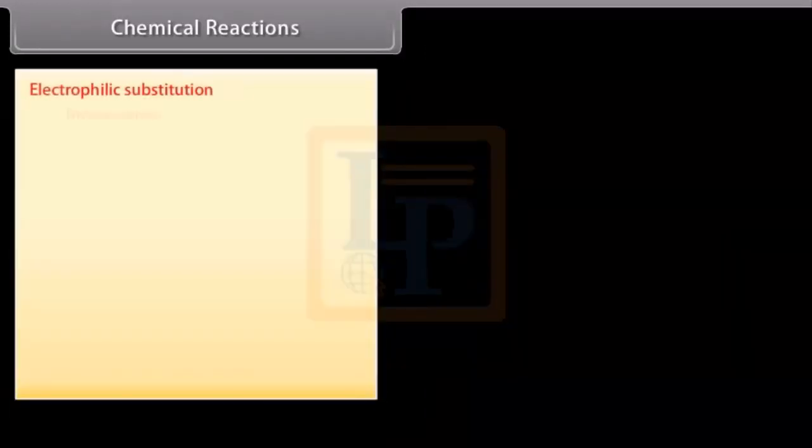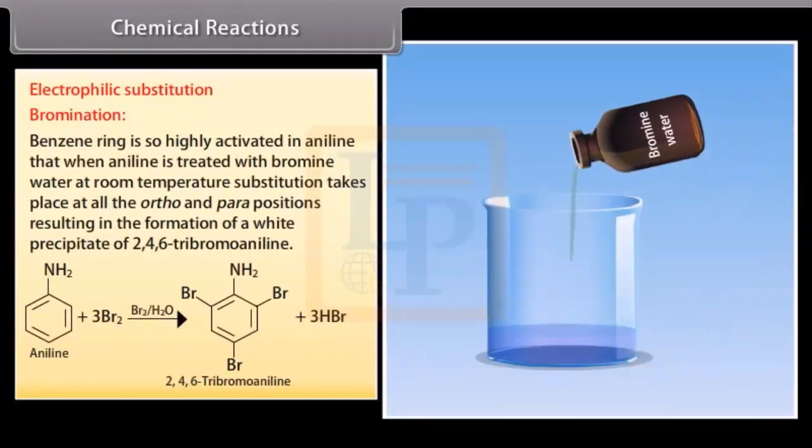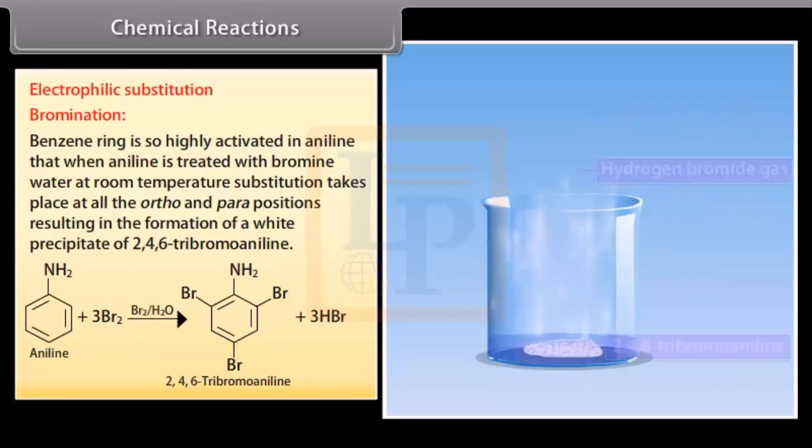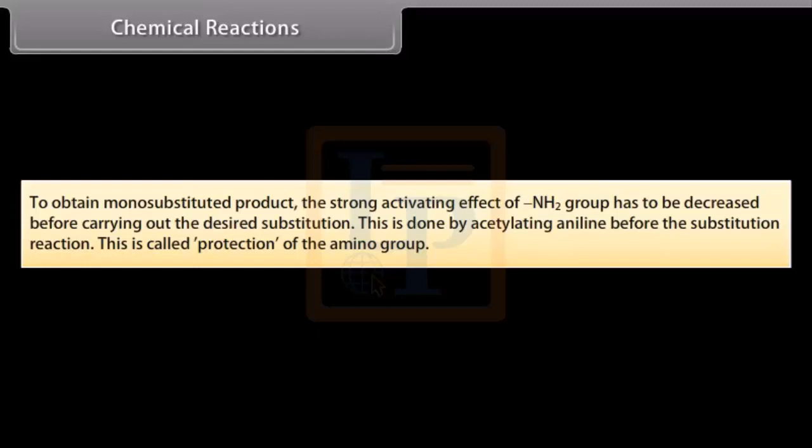Electrophilic substitution. Bromination. The benzene ring is so highly activated in aniline that when aniline is treated with bromine water at room temperature, substitution takes place at all the ortho and para positions, resulting in the formation of a white precipitate of 2,4,6-tribromoaniline. To obtain the mono-substituted product, the strong activating effect of the NH2 group has to be decreased before carrying out the desired substitution. This is done by acetylating aniline before the substitution reaction. This is called protection of the amino group.